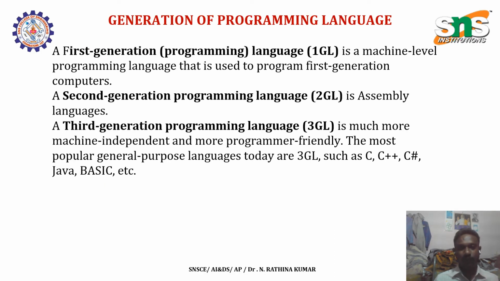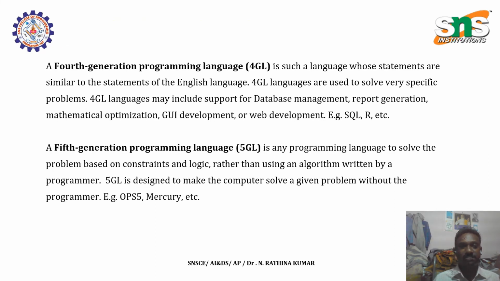Next we are going to see the generations of programming languages. In this slide, we classify them into 5 types. That is 1GL, which is machine level programming language. The next, 2GL, is assembly language. The third one is machine independent and more programmer friendly languages. For example, C, C++, Java; these are all third generation programming languages.